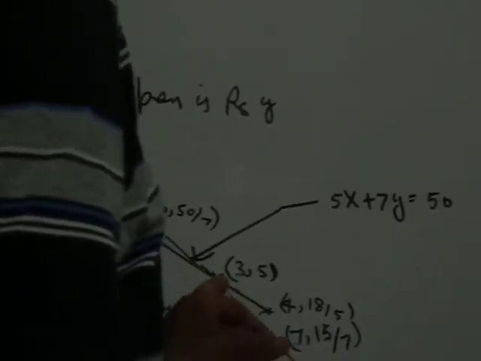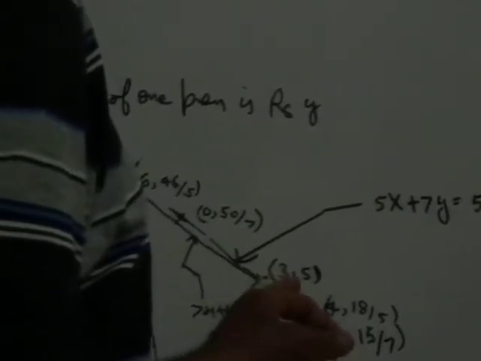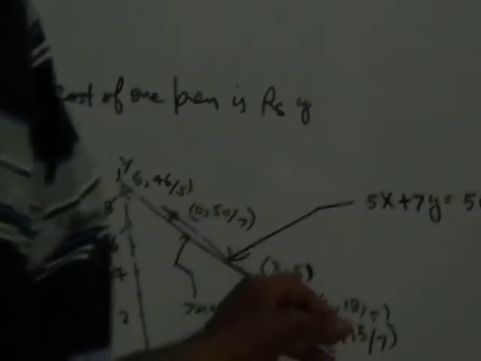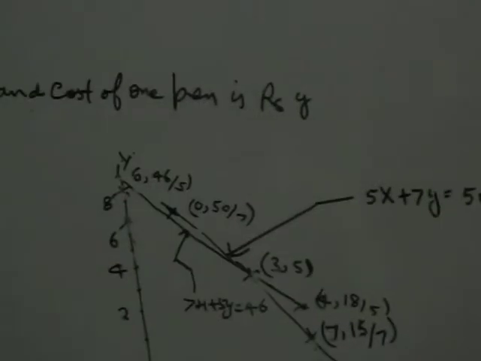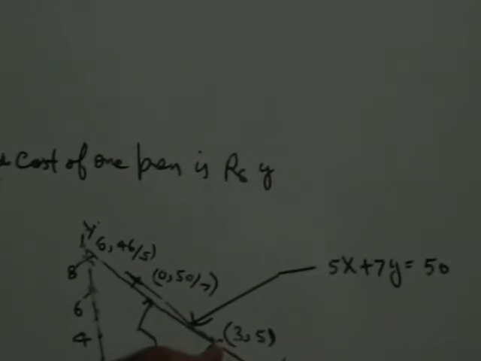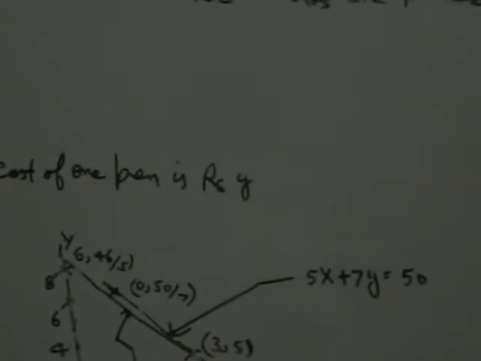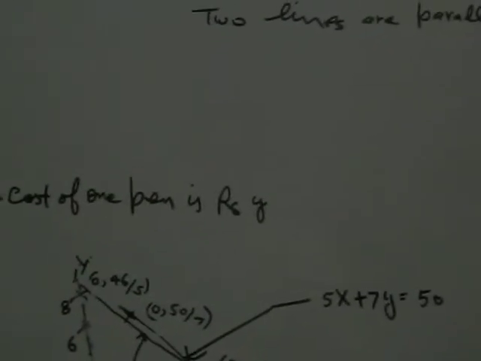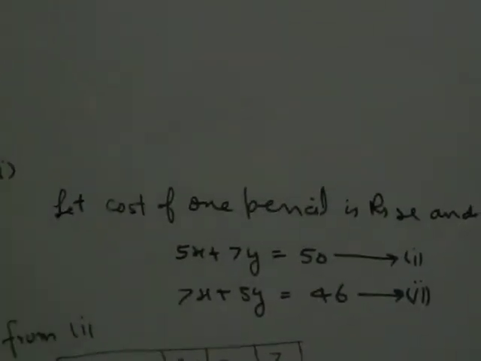These two lines intersect at the point (3, 5). The coordinates of this point will satisfy both these equations. So the unique solution comes out as x = 3 and y = 5.